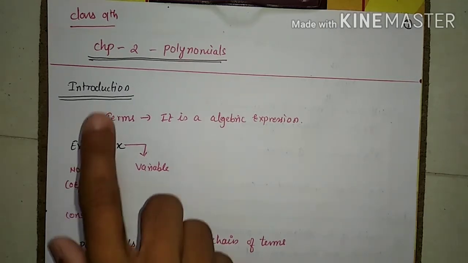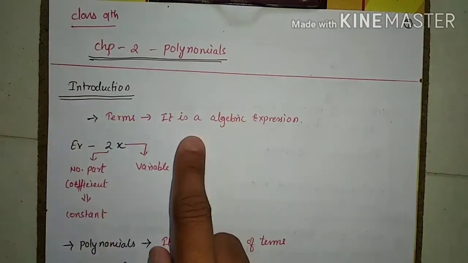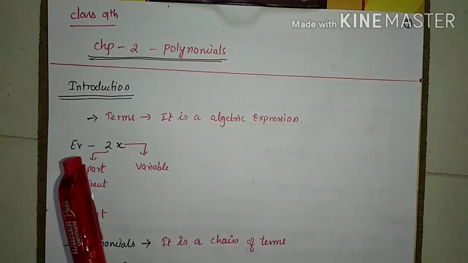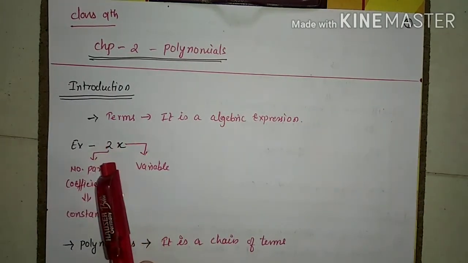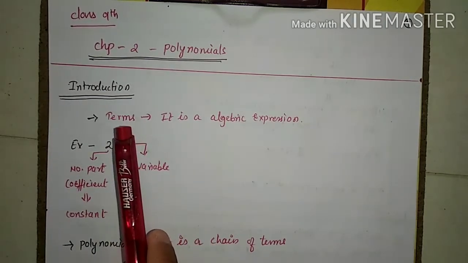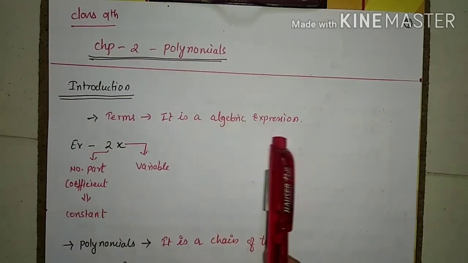Introduction in those terms. In a polynomial, you will get some terms, and those terms are called what? It is an algebraic expression. Example, I will write here. See, example 2x. This 2x is considered as a term, and this term is known as a term in a polynomial algebraic expression.